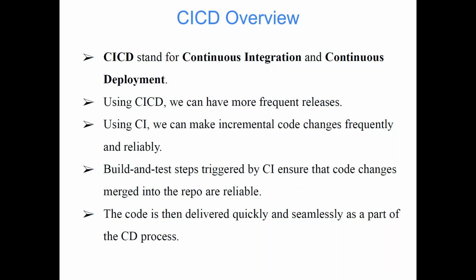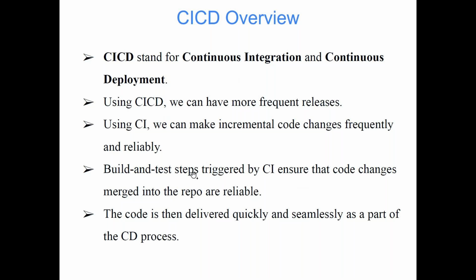So using CI, that is continuous integration, we can make incremental code changes frequently and reliably. As I said, your current code is working fine. That is integrated and tested properly and deployed. That's working successfully. Now I'm making a small change. Definitely that small change should not affect my existing functionality. It should integrate with existing code in a proper way so that it is not affecting the existing functionality. That is known as continuous integration.